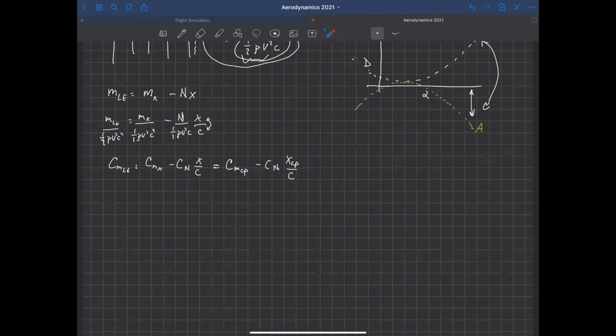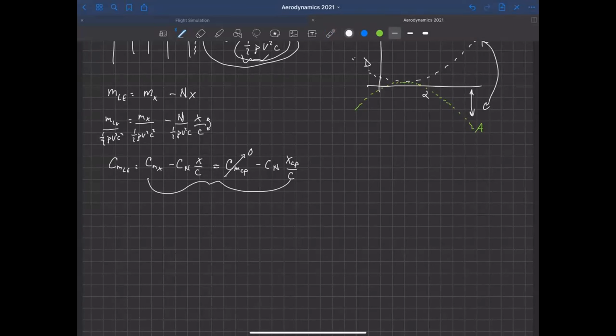What's the one condition? What's the definition of center of pressure? The definition of the center of pressure. Okay, it's the location where the pitching moment is 0. So that means actually at the center of pressure, this guy is 0, right? Well, that's nice for me because now I can solve this equation for the center of pressure.